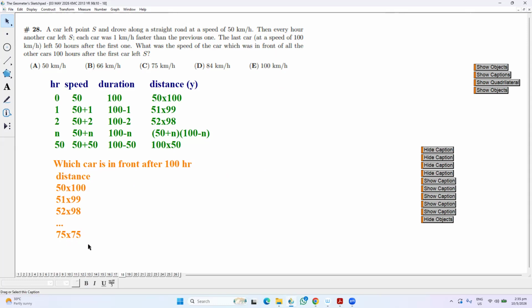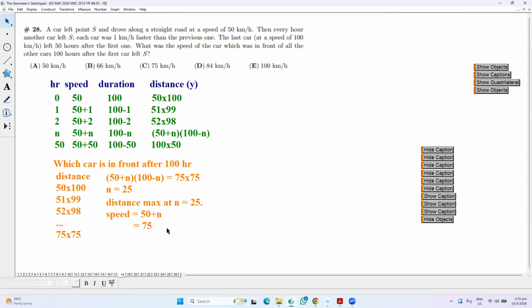So when the sum is equal, the product will be the largest one. 75 and 75 is 150. So we can answer 75 already. If n is 25, then we have 75 times 75. So if n is 25, what was the speed of the car? So n is 25, speed is 75.